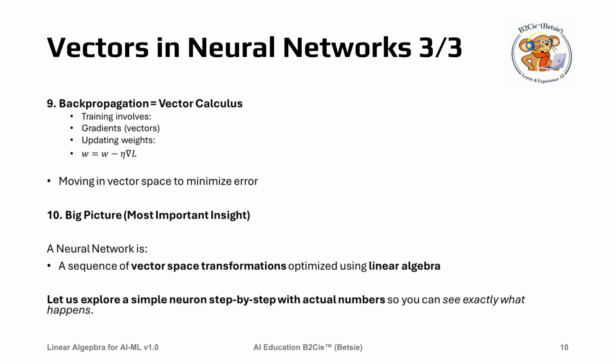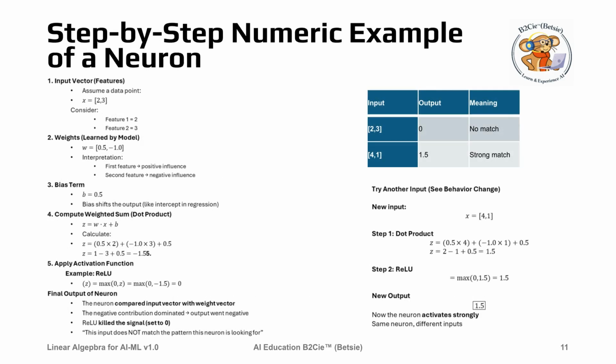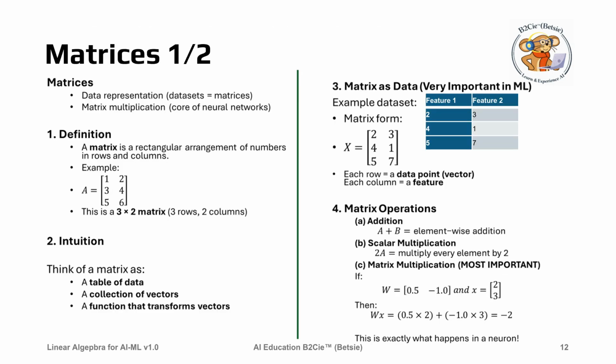Next, we explore a simple neuron step-by-step with actual numbers, so you can see exactly what happens. This example shows a neuron's 5-stage computation: input vector, learned weights, bias term, weighted sum, dot product, and applying the ReLU activation function. Notice how changing the input vector alters the output, illustrating how the neuron detects patterns. That concludes our discussion on vectors and their usage with AI/ML, and next we discuss matrices.